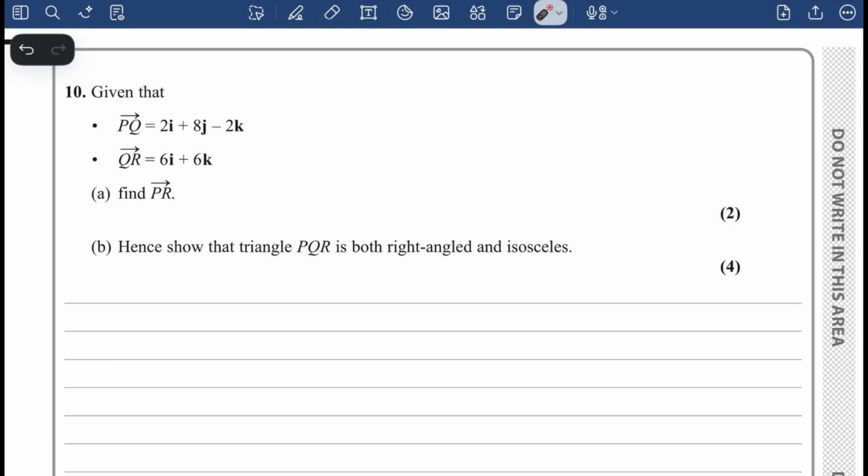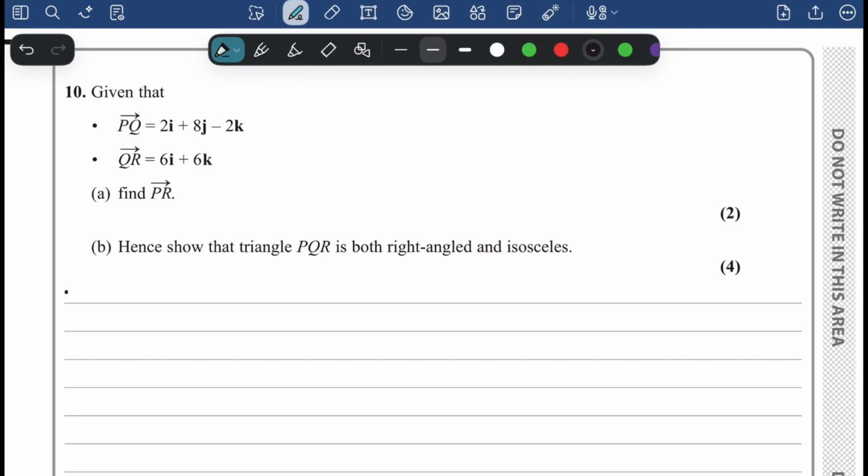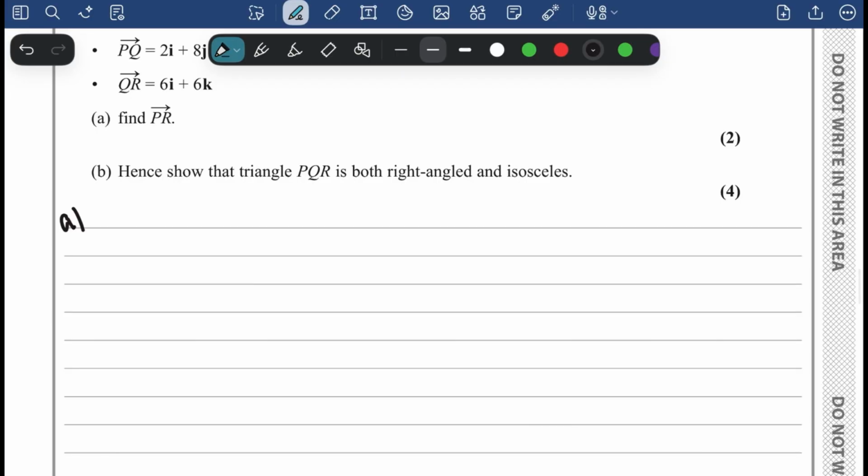Okay, so question 10, we're given some vectors, and we have to find PR and show that the triangle it forms is right angled and isosceles. Okay, shouldn't be too bad, right? The easy way I like to represent this, even though it is 3D vectors, is just draw the triangle now for part A. Because we know we're going to have to prove it's eventually right angled and isosceles anyway, which would look a bit like this, right? Obviously straight. I don't know why it's not straight. Let's just fix that.